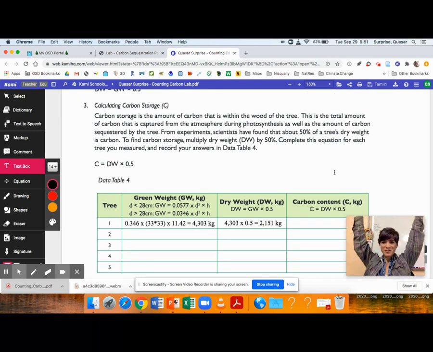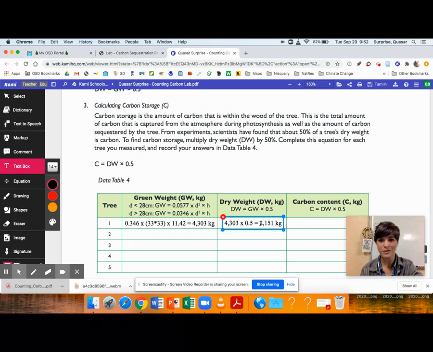Okay, the moment you've all been waiting for, estimating carbon content in kilograms. On average, scientists have found that about 50% of a tree's dry weight, so half of its dry weight, is carbon content. The other molecules are things like hydrogen, oxygen, nitrogen, but about 50% of it is just carbon. So we're just going to do the same calculation. So divide or multiply by 0.5.